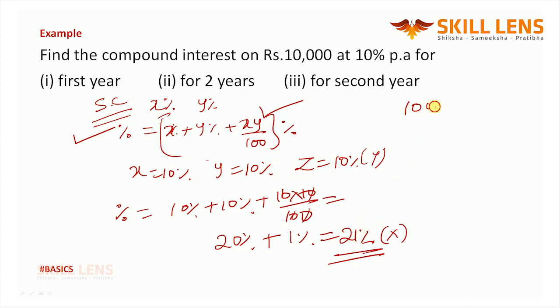Now how to answer this? 100% is 10,000, then 21% equals how much? So that will become your 2,100. So this is the fourth way of solving this particular question. Okay, whichever method you like, please adopt that method and try to get your answer.